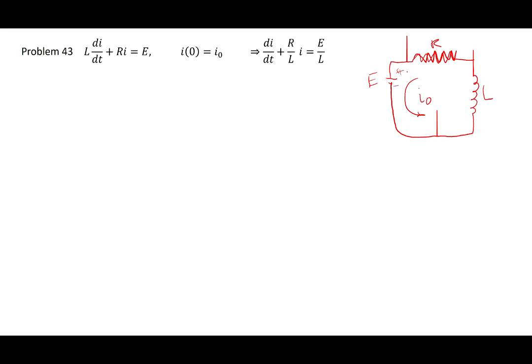Anyway, how does the current flow as a function of time in a circuit like this? That's what this problem studies. Cool. All right, let me erase that.